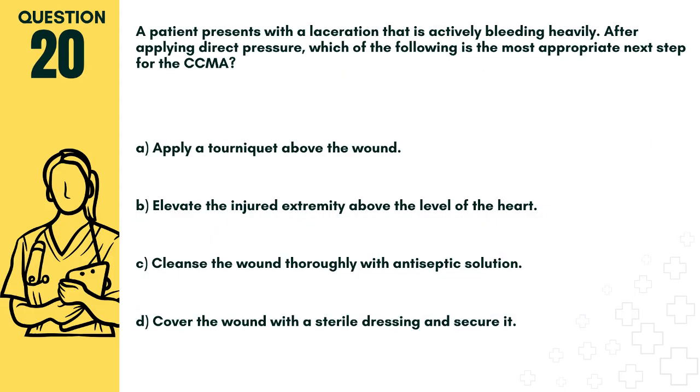Question 20. A patient presents with a laceration that is actively bleeding heavily. After applying direct pressure, which of the following is the most appropriate next step for the CCMA? A. Apply a tourniquet above the wound. B. Elevate the injured extremity above the level of the heart. C. Cleanse the wound thoroughly with antiseptic solution. D. Cover the wound with a sterile dressing and secure it.